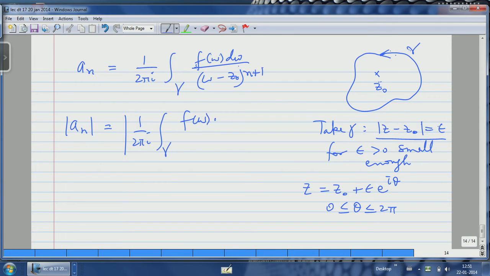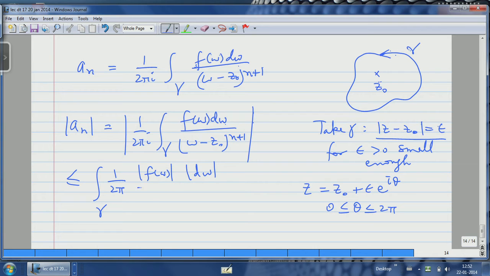And you would have come across this estimation formula in a first course in complex analysis, which is used all the time, which says that the modulus of the integral is less than or equal to the integral of the modulus. So this is less than or equal to the integral over gamma of 1 by 2 pi, mod f(w) mod dw by mod w minus z naught to the power of n plus 1.